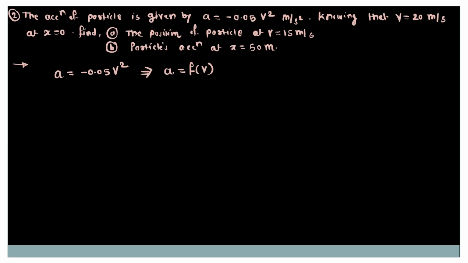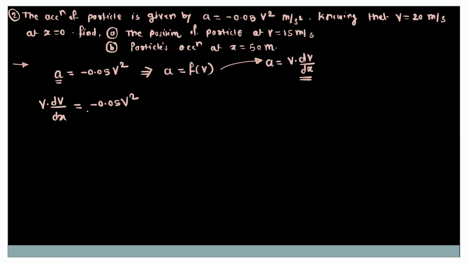Now refer to the standard equation for acceleration, which is a differential equation. Acceleration is equal to v into dv by dx. We have to replace this value of acceleration by this equation. So we can write v into dv by dx equal to -0.05 v².